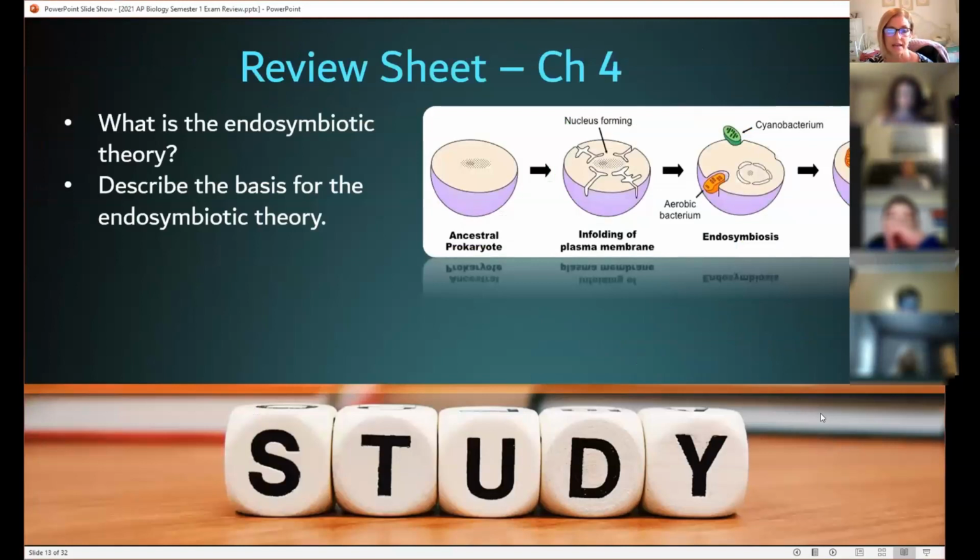The endosymbiotic theory, remember, the basic idea is this is how compartmentalization came to be, how inner membranes came to be. The engulfing of a photosynthetic bacteria gave rise to the chloroplast. An engulfing of the aerobic bacteria, one that could use the oxygen, gave rise to the mitochondria.